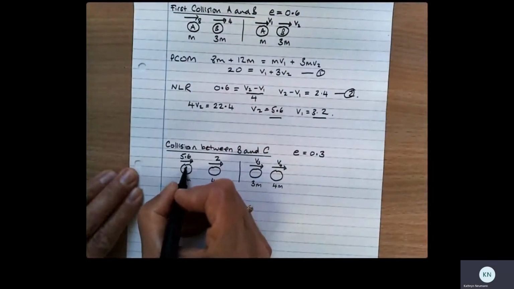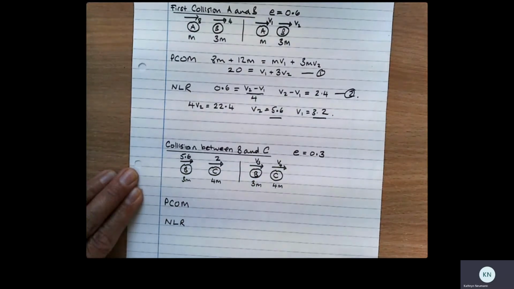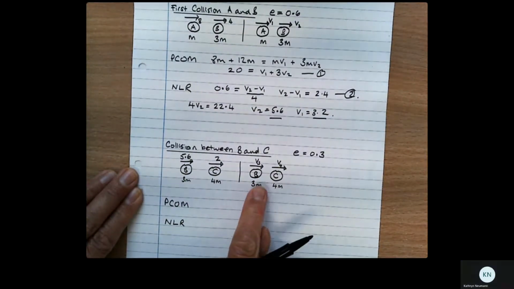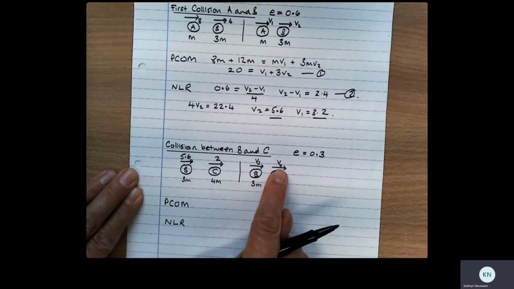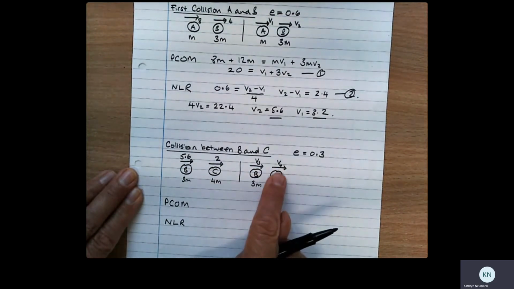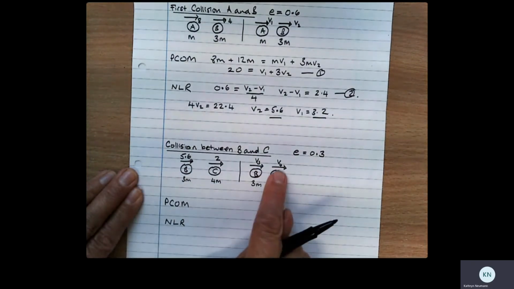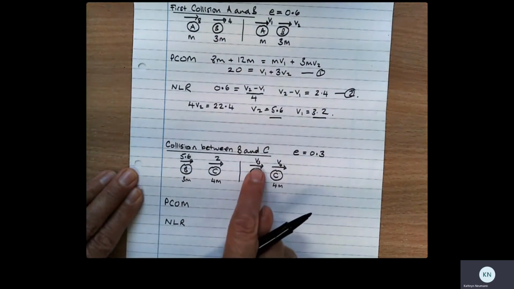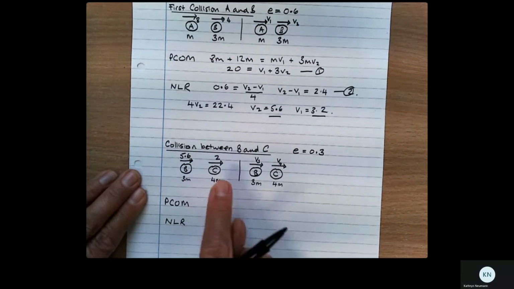So this is B, and this is C, this is B, and this is C. And we're now going to call these V3 and V4. We don't know what direction they're going to go in. It's just possible that this one rebounds. But if we move them this way, if V3 is negative, we'll know it's coming back that way.